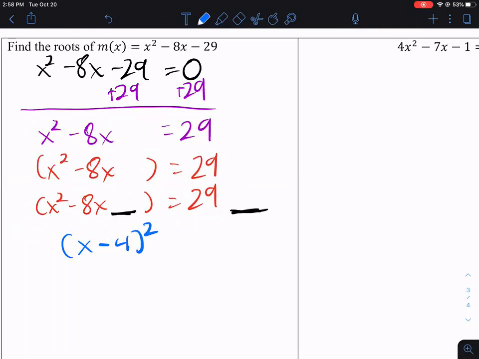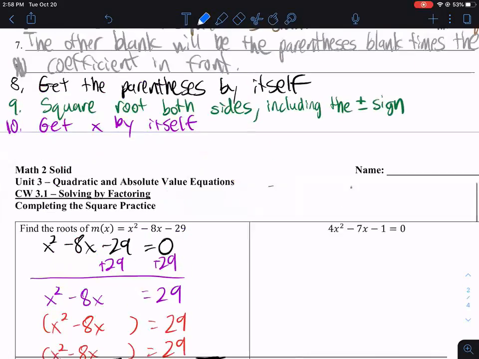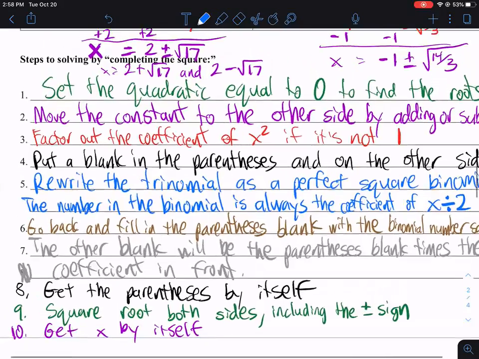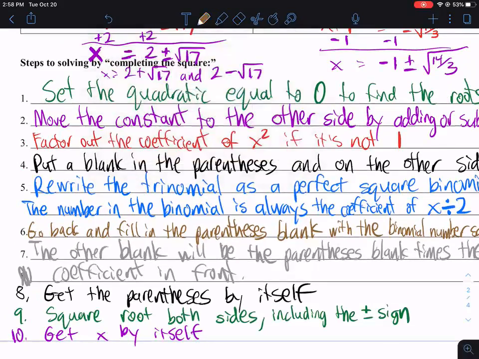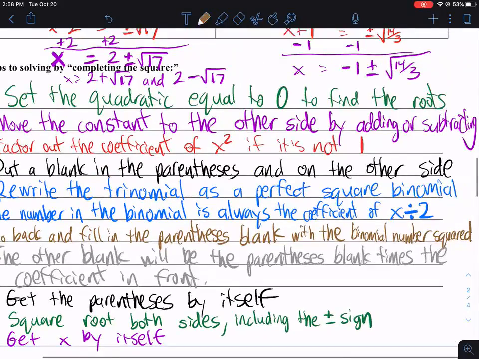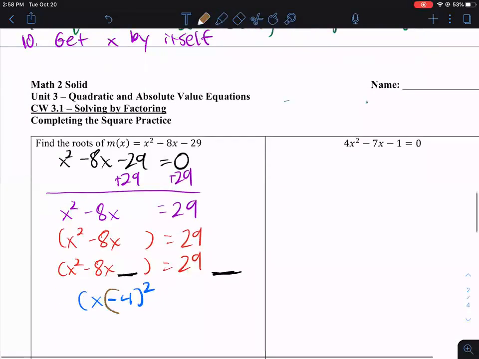Now that we've done that, we can go back and fill in the parentheses blank with the binomial number squared. Okay, so -4 squared, -4 times -4 is positive 16.